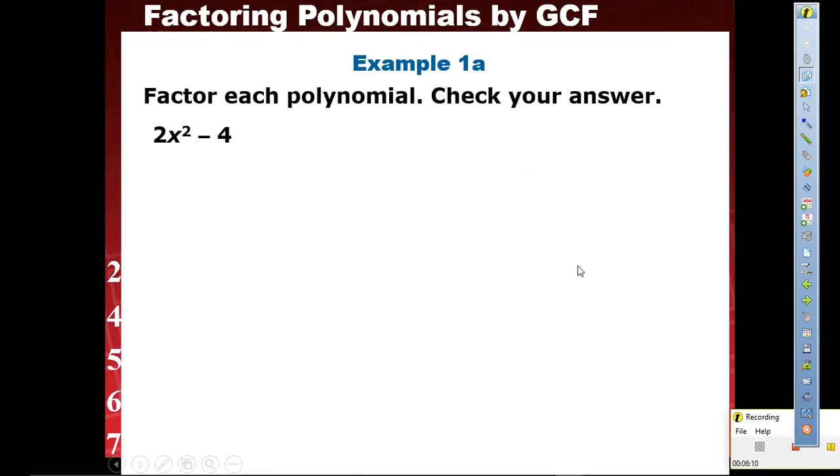All right, underneath your third model, copy this. Example 1A. Factor each polynomial and check your answer. 2x squared minus 4. Example 1A says factor each polynomial, check your answer. 2x squared minus 4. Just copy it, and then I'm going to go over this one.